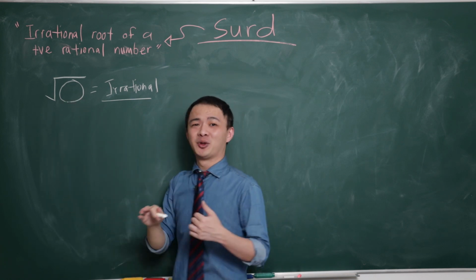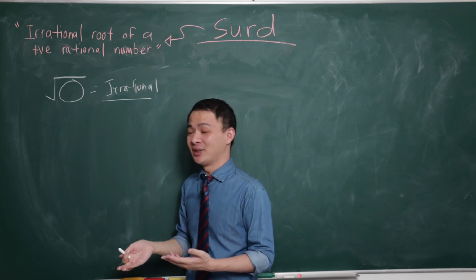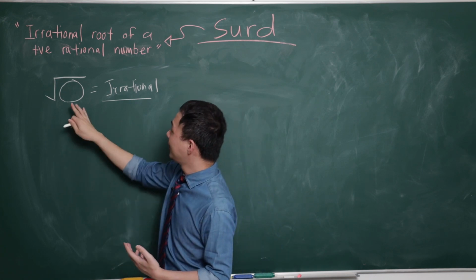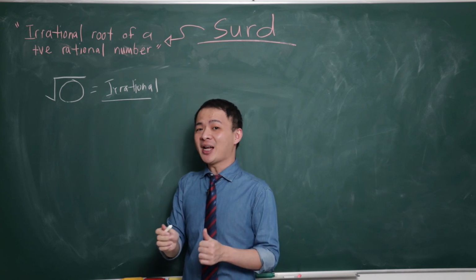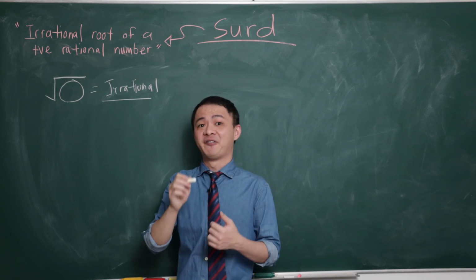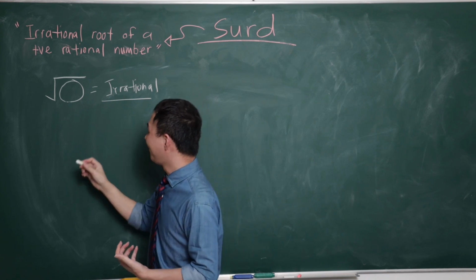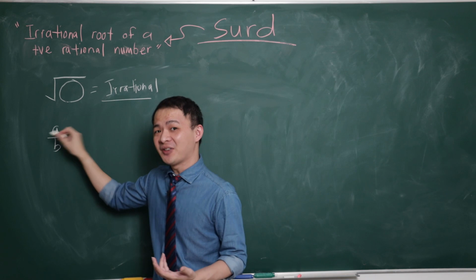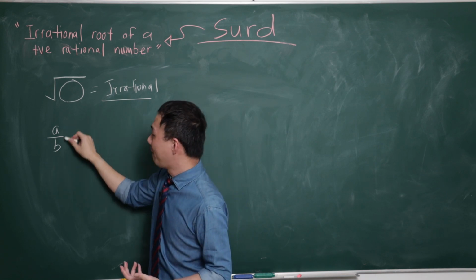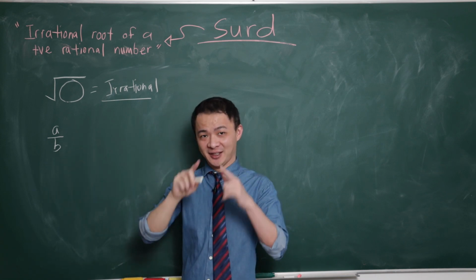Just in case you do not know what is a rational or irrational number, in short an irrational number will give you an infinite decimal, and at the same time it cannot be written in fraction form, and the fraction must be something like a over b. This one we call a fraction, right? The fraction a and b must be integers.